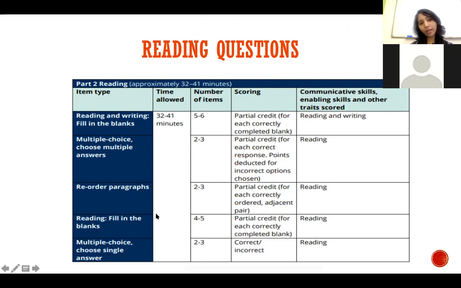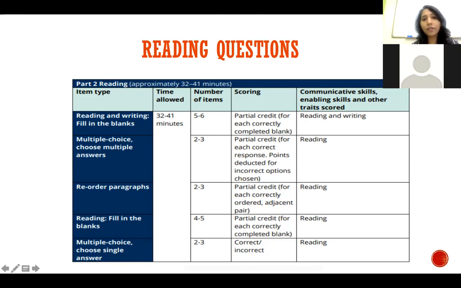See, these are the five types of question. Your total reading is for about 32 to 41 minutes. And we are just discussing multiple choice, single answer question. So this is not the most important question type in PTE. It's one of the question types. Do not pay a lot of attention to it. So I'm just discussing this. This is the first question that you will come across in your test. So when you begin your reading, multiple choice single answer is the first question type that you will come across.